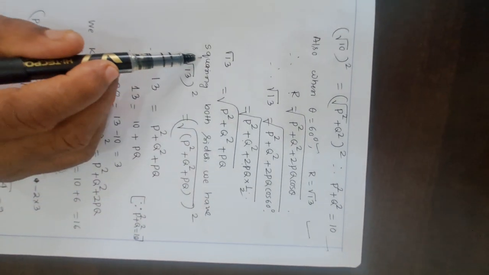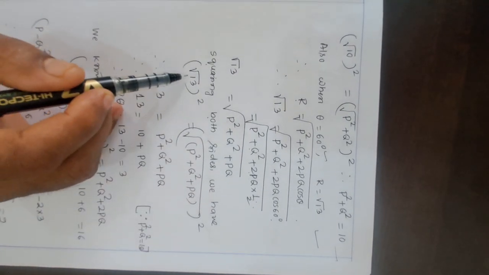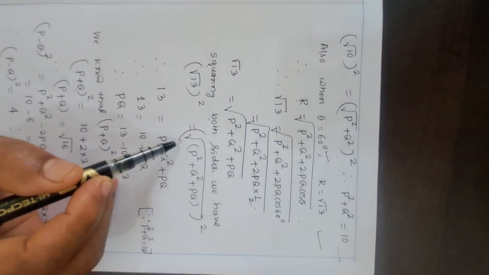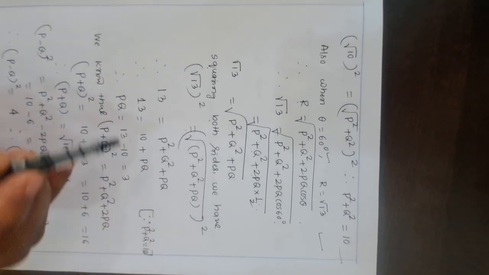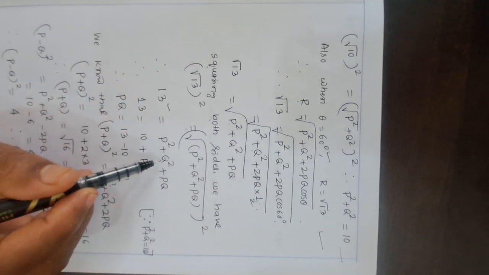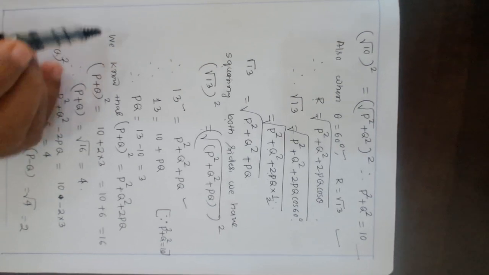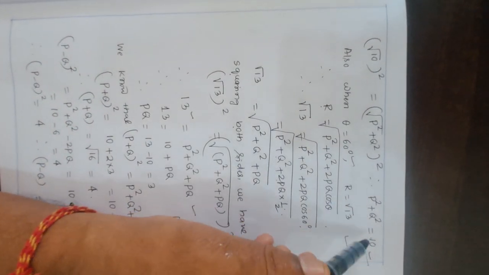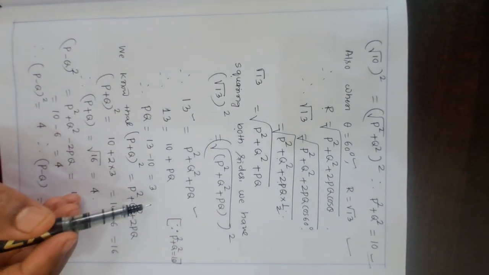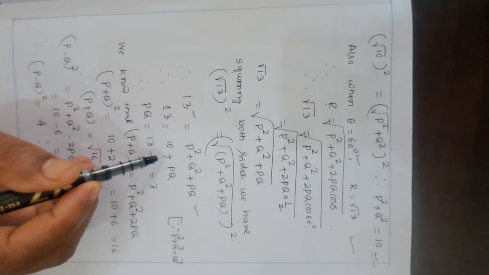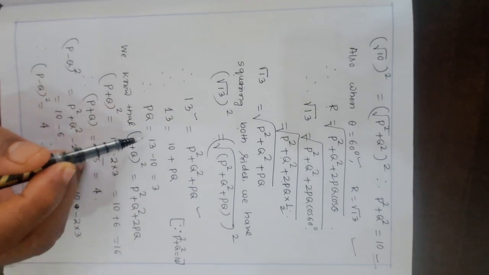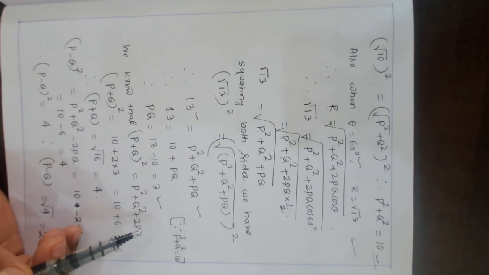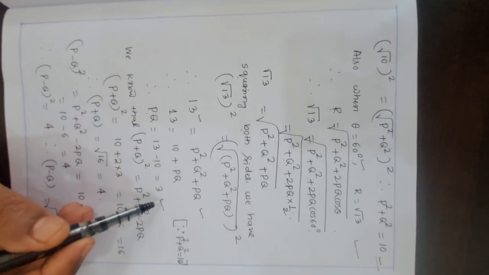Then squaring both sides, we have root over 13 whole square, which is equal to 13, is equal to P square plus Q square plus PQ. Since P square plus Q square is equal to 10, after putting, we have 13 is equal to 10 plus PQ, or PQ is equal to 13 minus 10, which is equal to 3. Here P square plus Q square is equal to 10, PQ is equal to 3.